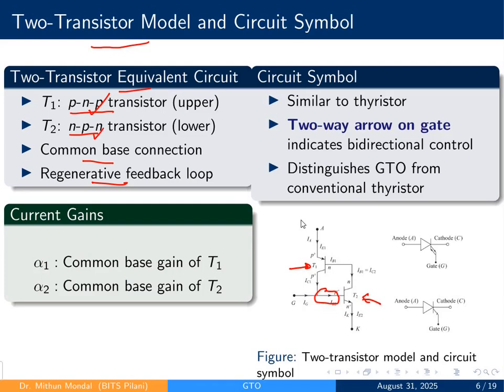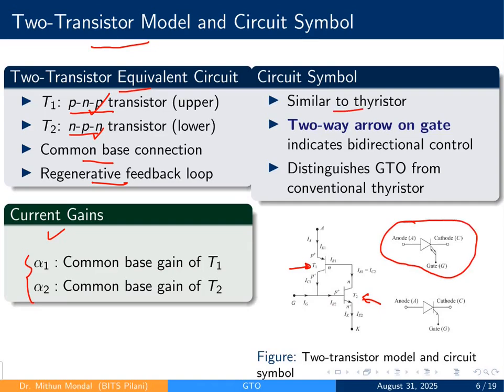So the base is common and we get the regenerative feedback. The current gains of these two transistors are represented as alpha 1 and alpha 2, and the circuit symbol, if we see for the GTO, it is similar to the thyristor.